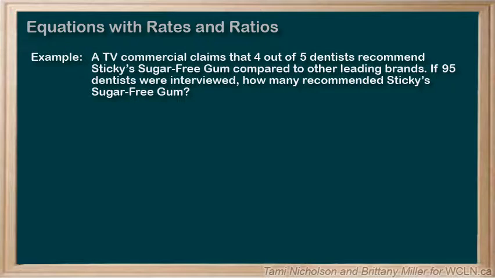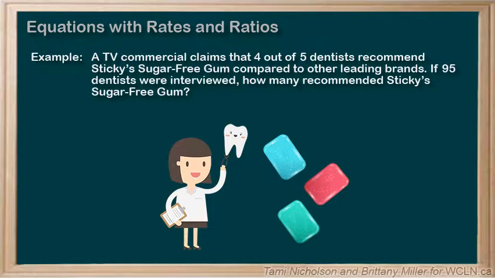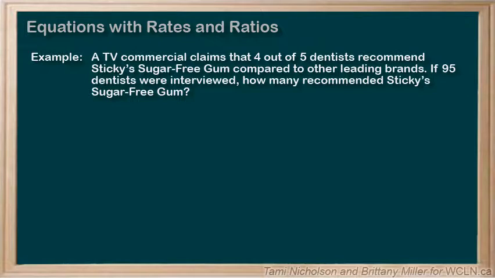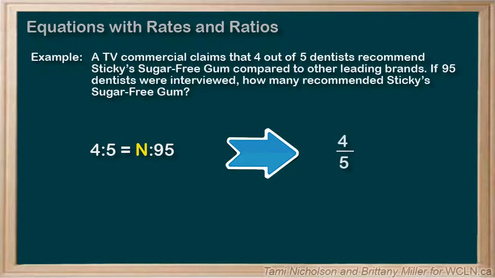A TV commercial claims that 4 out of 5 dentists recommend Sticky's sugar-free gum compared to other leading brands. If 95 dentists were interviewed, how many recommended Sticky's sugar-free gum? First, write this as a pair of equivalent ratios. 4 to 5 equals n, where n stands for the number of dentists who recommended the gum, to 95. Then, as fractions, 4 over 5 equals n over 95.